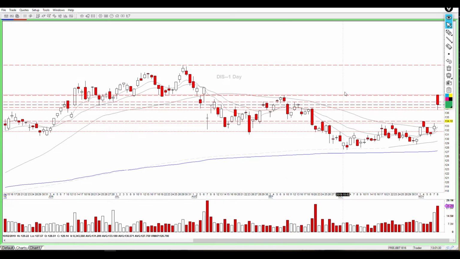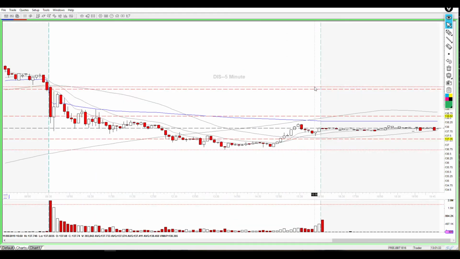So after I've got these lines on my daily, what I like to do is I like to go to pre-market action on Disney.